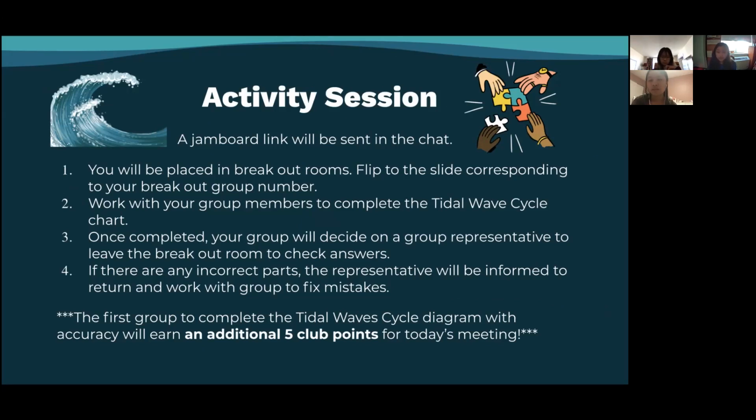And then in breakout rooms, you have to work with your group members to complete the tidal wave cycle chart. Once it's completed, your group will decide on a group representative. Just choose one person to leave the breakout room and come join us in the main room and check our answers. If there are any incorrect parts, the representative will be informed by us and we will tell you there's a mistake. Then you will have to go back in and fix the problem. If not, then you will get it correct. You will have about 10 minutes to do so. And Rose will assign the breakout rooms.